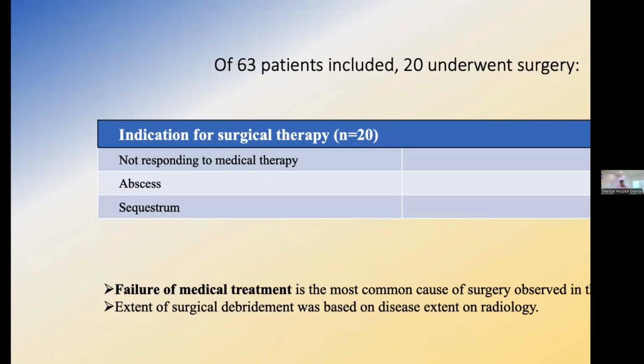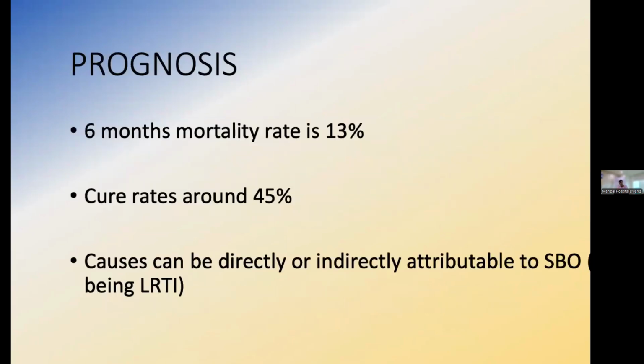And extent depends on the radiological extent of disease, from very limited debridement to a very extensive debridement. A prognosis, sir had said you need to counsel the patient on day 1. 6 months mortality in our series was close to 13%. At 6 months, 13% of patients died. Cure rates, if you look at long-term cure rates, at around 6 months are around 45-50%.